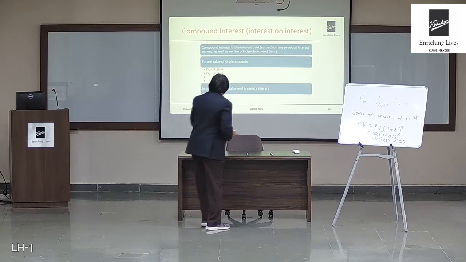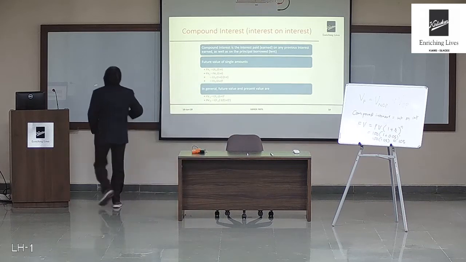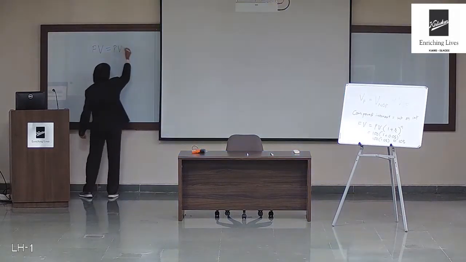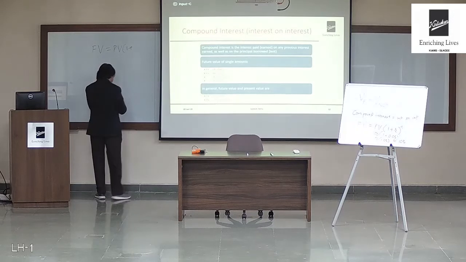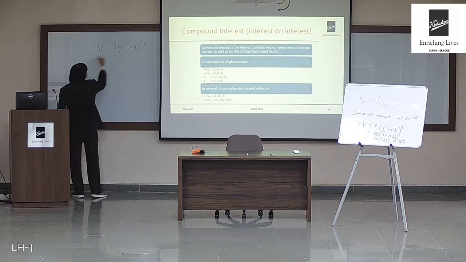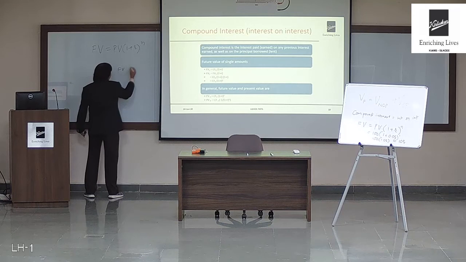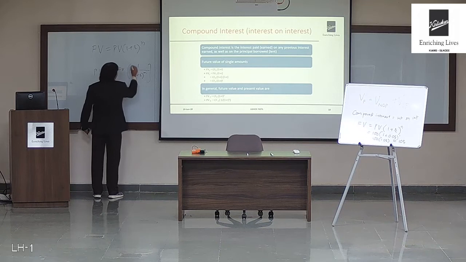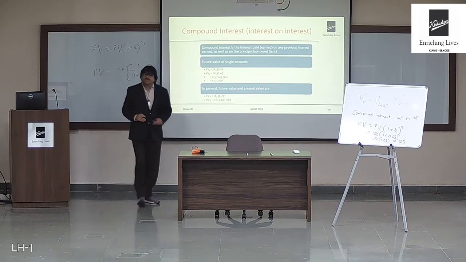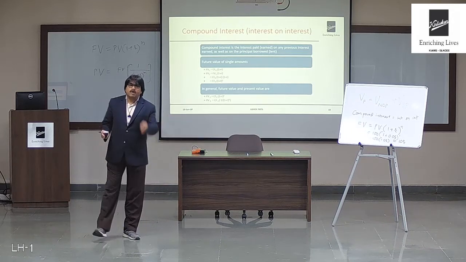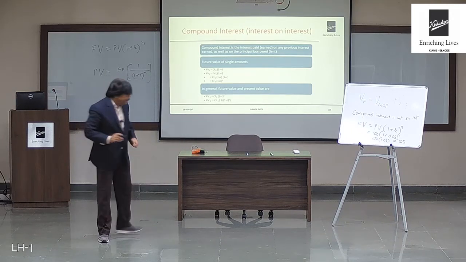Similarly, we can calculate the present value from the same formula. If future value is equal to present value into (1 plus R) raised to n, we can rearrange the terms to get present value equal to future value into 1 upon (1 plus R) raised to n. That is how we use this simple compound interest formula to determine the present value of the cash flow generated by the assets of the firm.